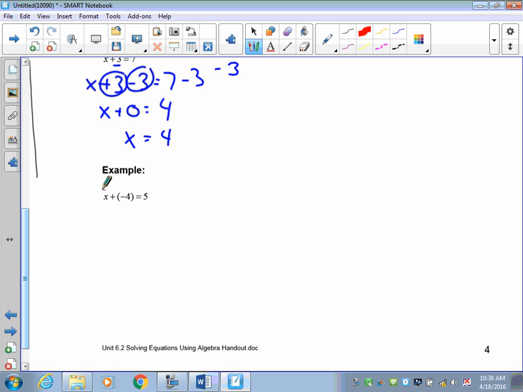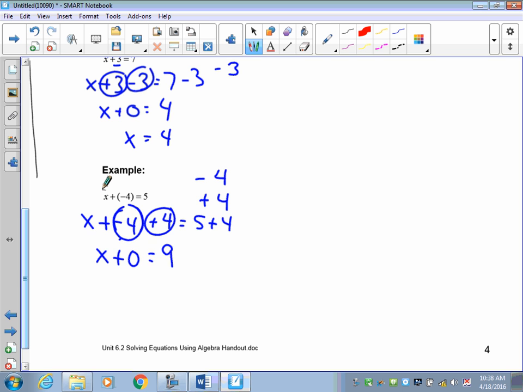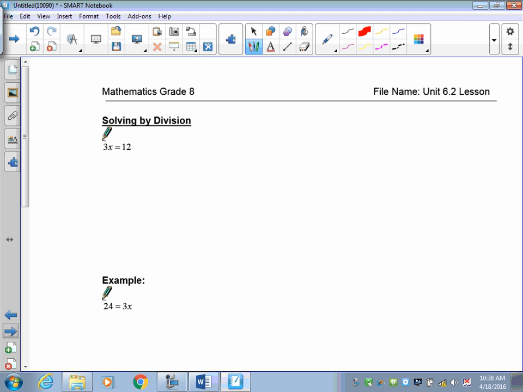Okay, let's take a look. We are subtracting 4, so we have to add 4. So x plus a negative 4, there's my negative 4 tiles. I put my positive 4 tile with it and it'll go away. Whatever I do to one side, I must do to the other. Negative 4 and positive 4 will become 0. 5 plus 4 is 9, so x is equal to 9. All right, solving the next one.